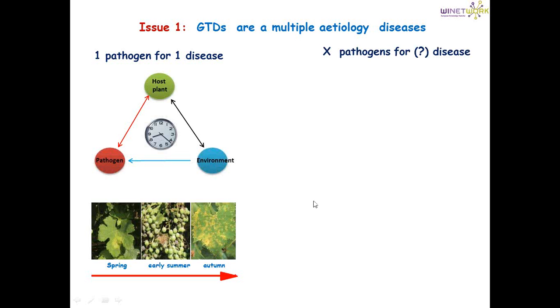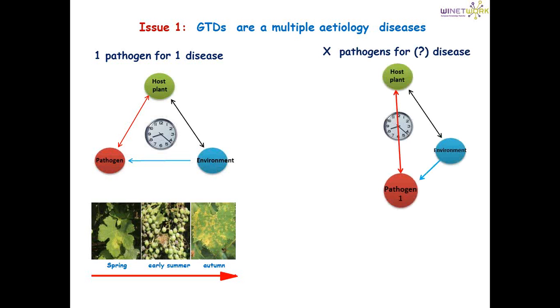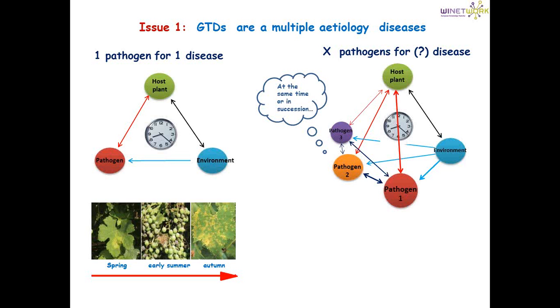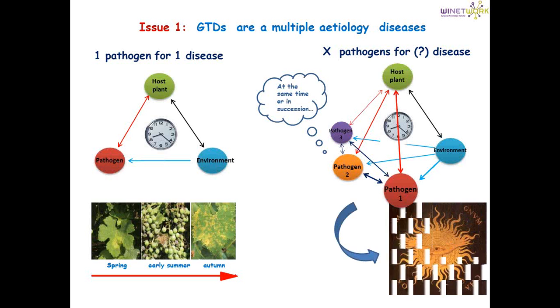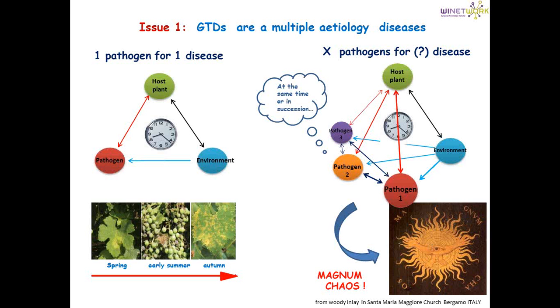But what happens if we have not only one pathogen, but more pathogens in the same host plant? This is the first situation. But we have another pathogen, for instance, so we have to consider also the relation of this second pathogen with the environment and with the host plant. And the same happens if we have another pathogen in the same host plant. If we also consider time and the evolution of this relation, maybe the pathogens could be present at the same time or in succession. The result of this interaction is a very big chaos. And of course, here we are not also considering the differences caused by, for instance, cultivar susceptibility, different environments, etc.